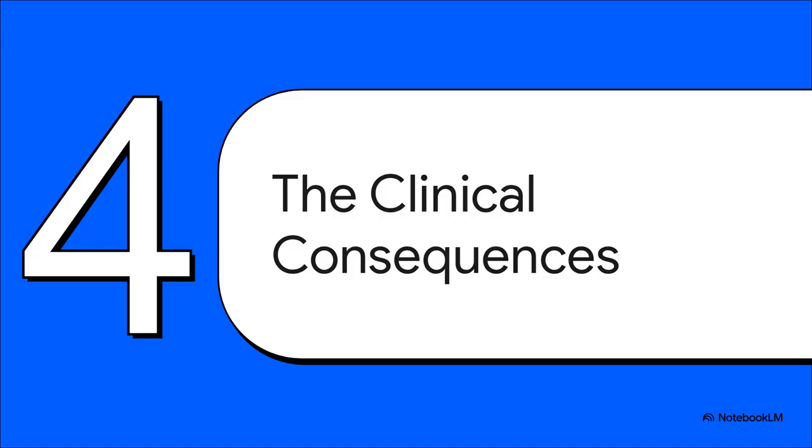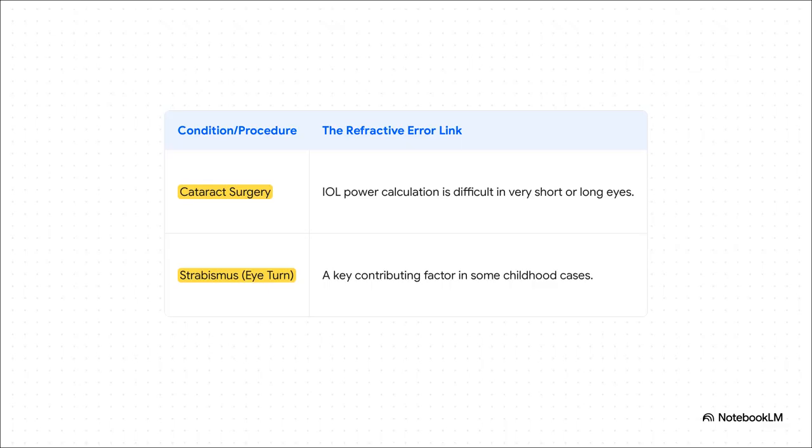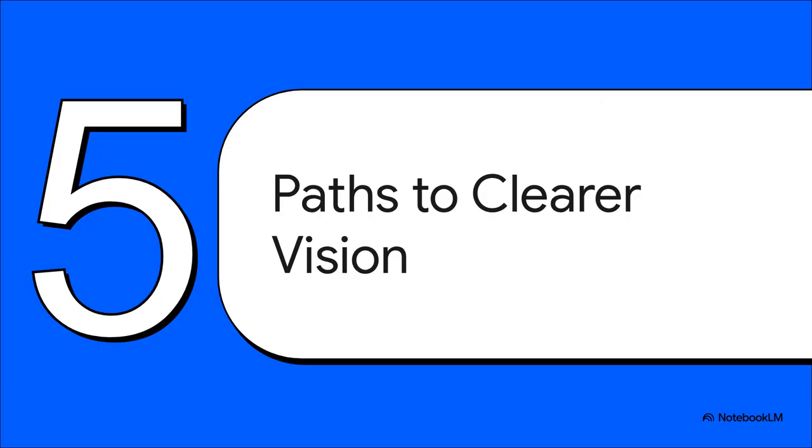And this brings us to a really critical takeaway. A refractive error isn't just some isolated problem with focus. That core physical mismatch in the eye's length, it has ripple effects across all of ophthalmology. And yeah, these consequences go way beyond just a blurry view of the world. Take something as common as cataract surgery. To get the calculation right for the new lens implant, the IOL, you absolutely have to know the eye's length. For eyes that are really long or really short, that calculation gets a whole lot harder. Or think about strabismus or an eye turn in kids. A big refractive error can be one of the key things that throws off the brain's ability to keep the eyes working together.